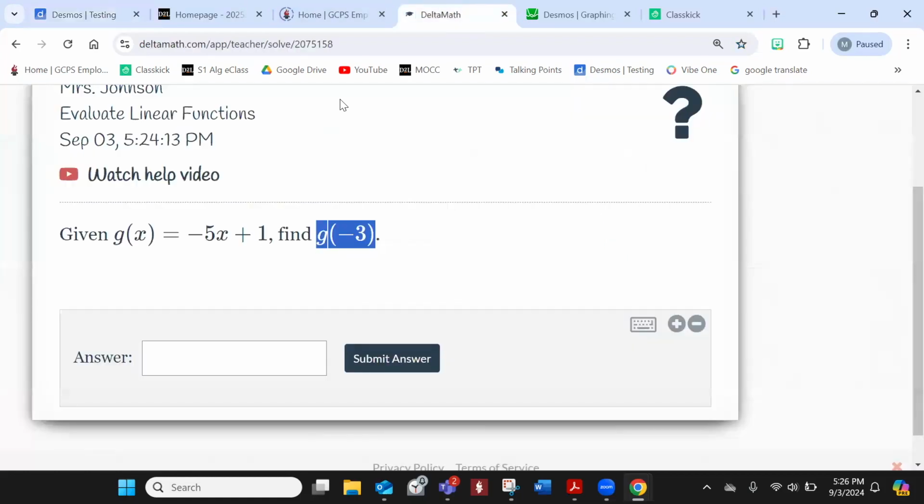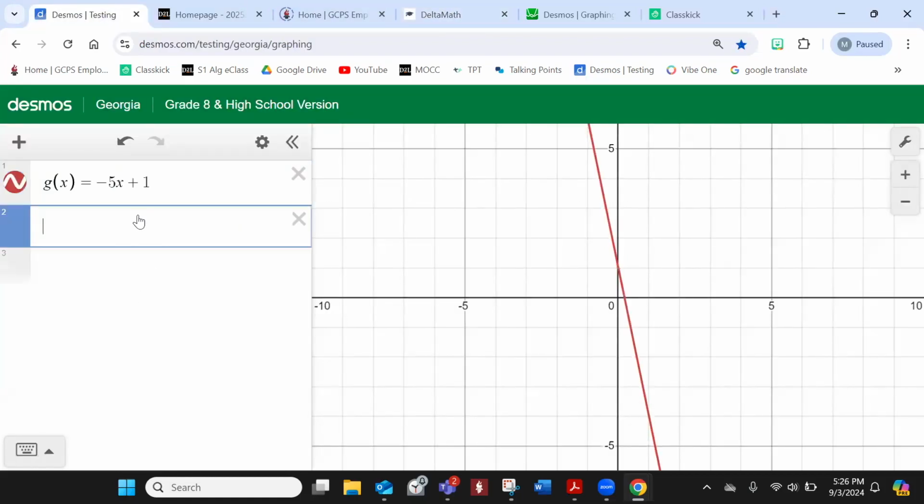And then g of negative 3, I'm going to put that in the next line. And then if you notice, it gives us the answer. So the answer here would be 16. All right, so that's one way to do it.